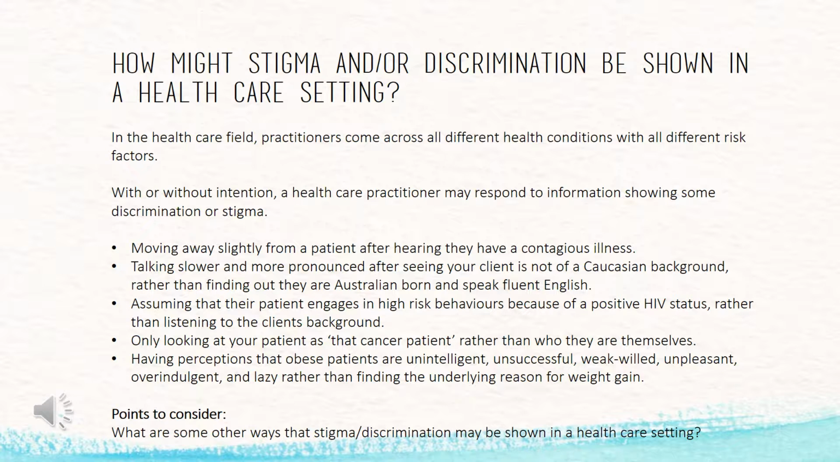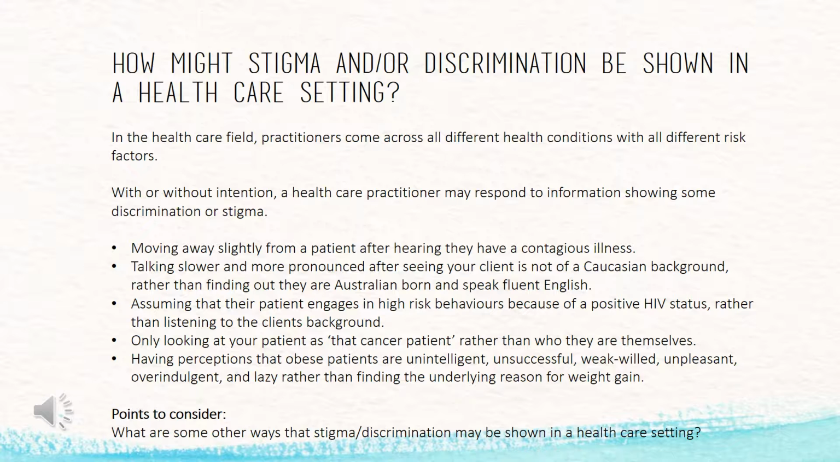How might stigma and/or discrimination be shown in a healthcare setting? In the healthcare field, practitioners come across all different health conditions with all different risk factors. With or without intention, a healthcare practitioner may respond to some information showing some discrimination or stigma. They may move away slightly from a patient after hearing that they have a contagious illness. They may talk slower and more pronounced after seeing that their client is not of a Caucasian background, rather than finding out that they are Australian-born and speak fluent English.